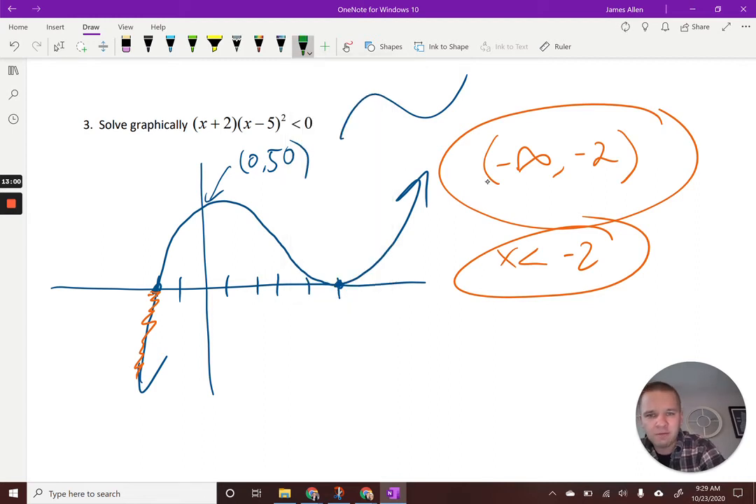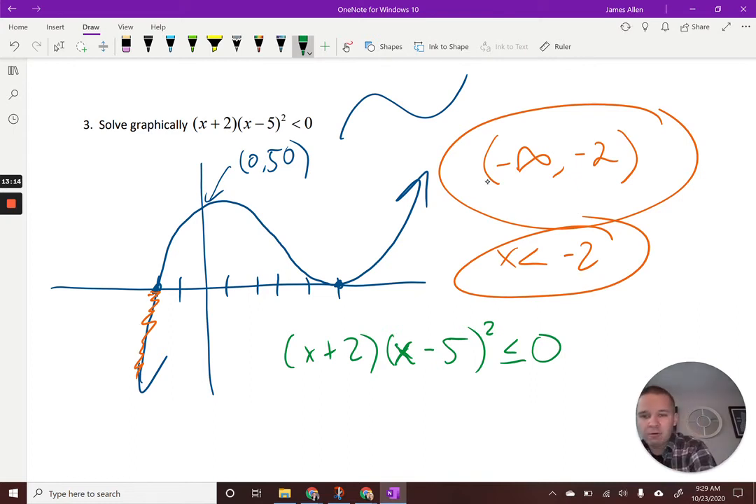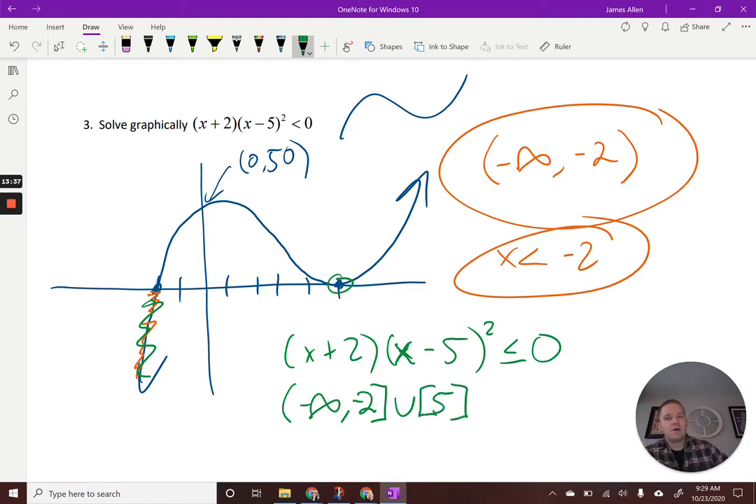What if this was x plus 2, x minus 5 squared is less than or equal to 0? Then what would we have? Well, that would be still this portion, but it's also equal to 0 right there. So what I'd have is from -infinity to -2, including it. It's a weird bracket. Union +5. Okay, so that would be my what if there.